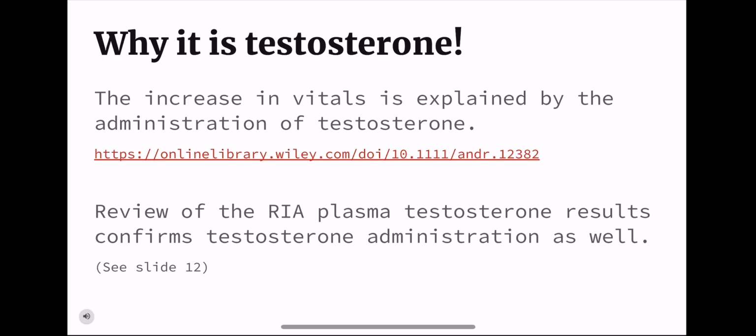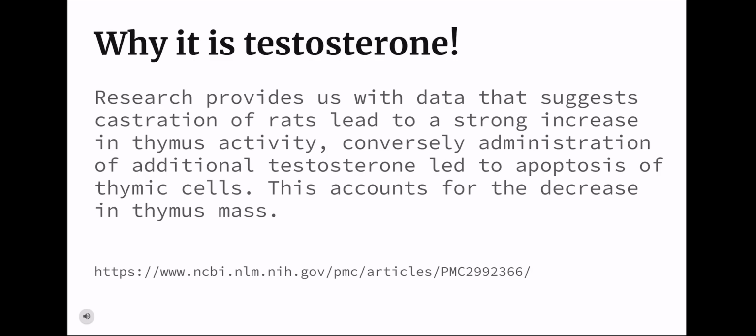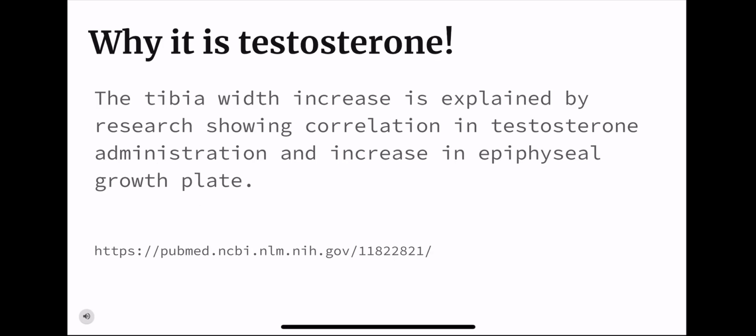Research provides us with data that suggests castration of rats led to a strong increase in thymus activity. Conversely, administration of additional testosterone led to apoptosis of thymic cells. This accounts for the decrease in thymus mass. The tibia width increase is explained by research showing correlation in testosterone administration and increase in epiphyseal growth plate.